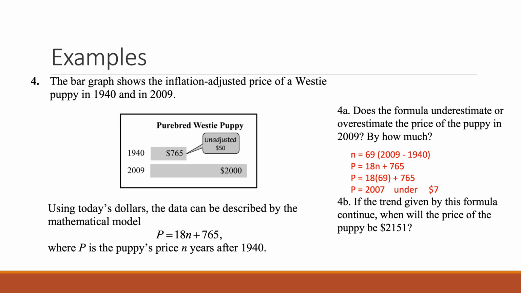If the trend given by this formula continues, when will the price of the puppy be $2,151? So now you're going to go back to your formula here, P equals 18N plus 765. You're going to plug in $2,151 for P, because that's the price. Solve for N, see what you get. Go ahead, give it a try. I'll give you the answers in a moment. Don't forget to stop and start.